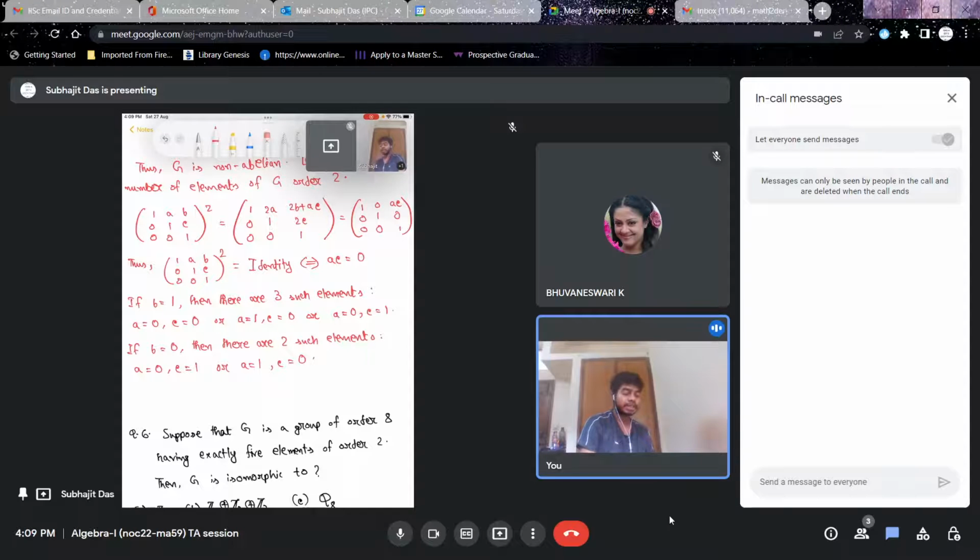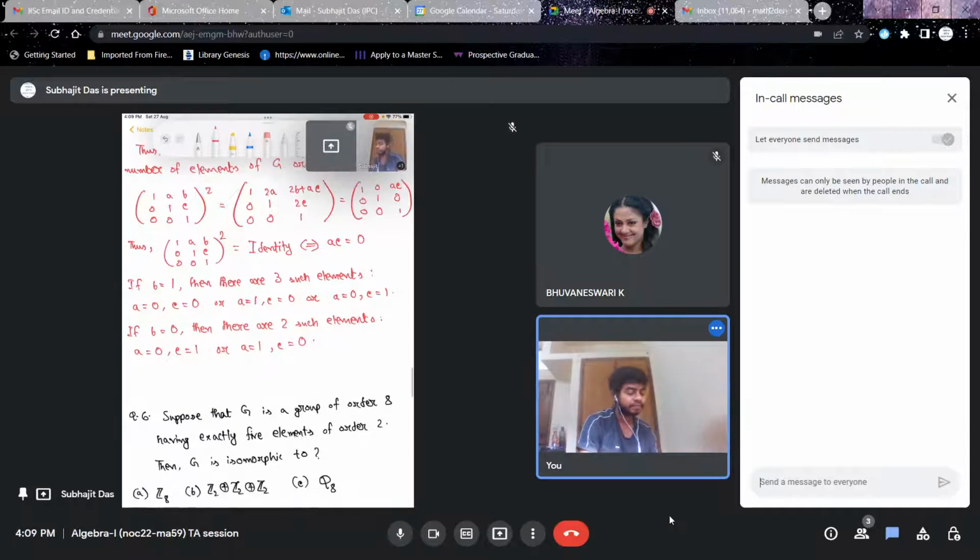Why? Because since B is equal to 0, if A and C are also 0, then we get the identity matrix, right? But the identity matrix actually doesn't have order 2. It has order 1. Even though it satisfies the fact that identity square is identity, it doesn't have order exactly 2. That is why we need to discard the case that both A and C are 0 when B is 0, right? So thus there are exactly 5 elements.